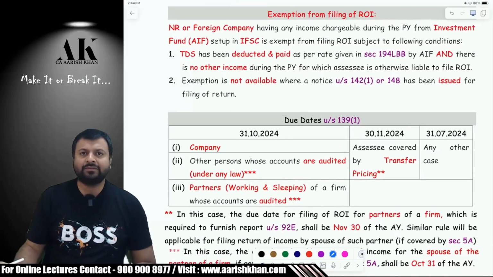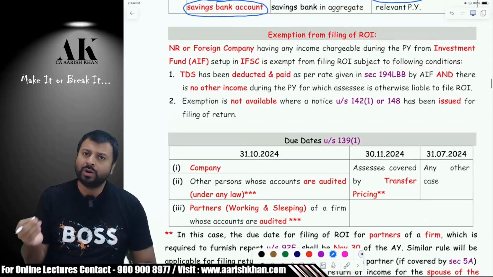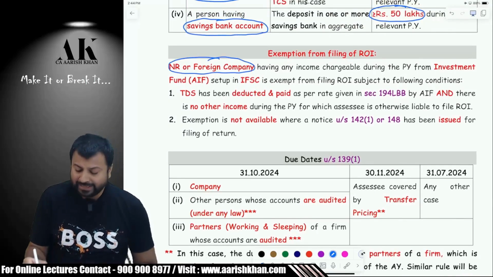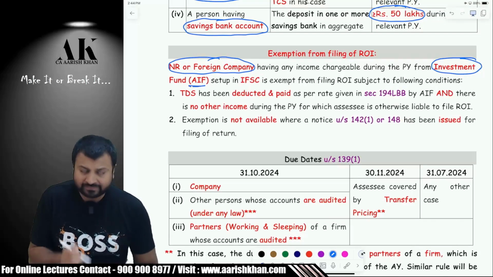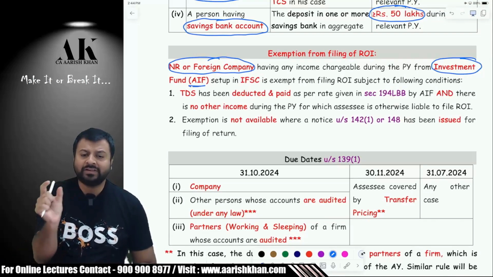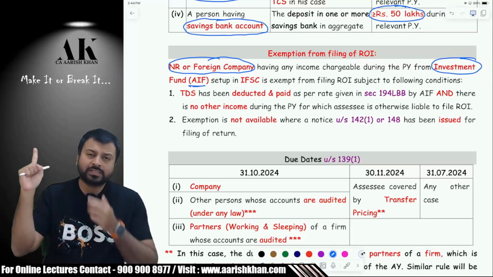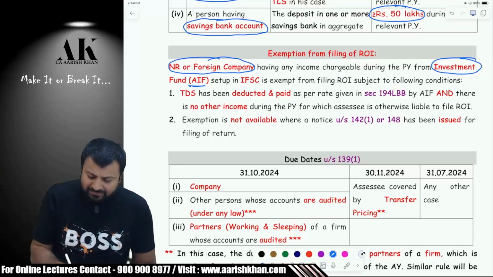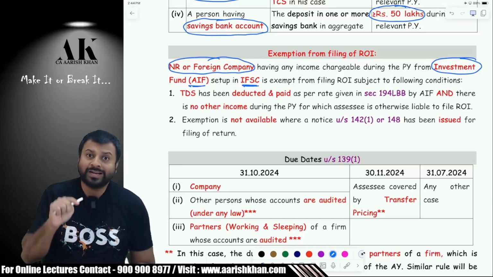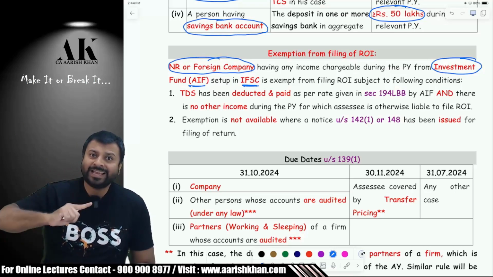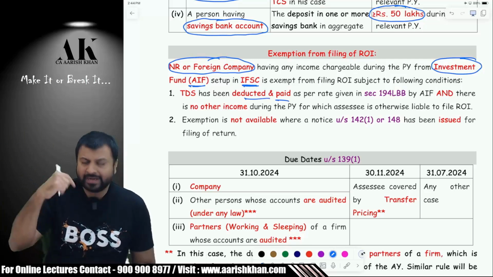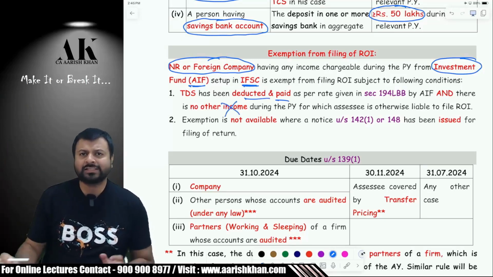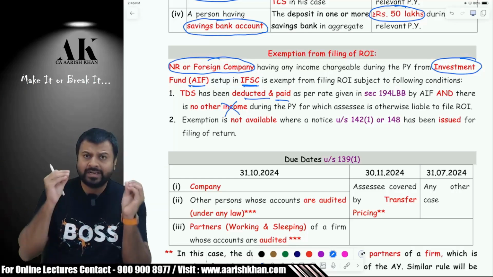Some people are exempted from filing ROI. Who are those lucky people? Who are those fortunate people? Let me tell you. If you are a non-resident or foreign company and you have made an investment in AIF, AIF stands for Alternative Investment Fund, which is located in IFSC, and the AIF has deducted your TDS and has paid your TDS, and the non-resident does not have any other income. The non-resident only has income from AIF and TDS is also deducted.